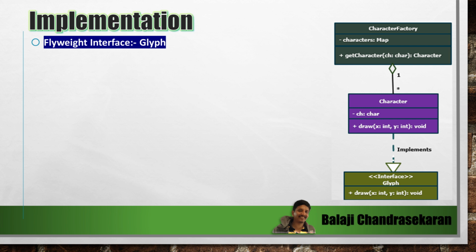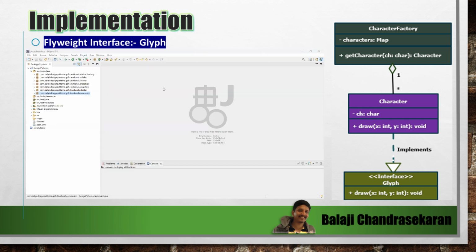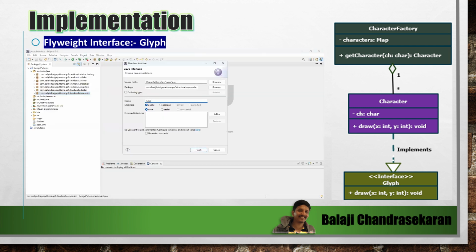The following are the key concepts of the flyweight pattern. The flyweight interface defines methods that can be implemented by both shared, intrinsic, and unshared, extrinsic, state. I am creating a flyweight interface, Glyph, that defines the draw method to display the character at a given position.